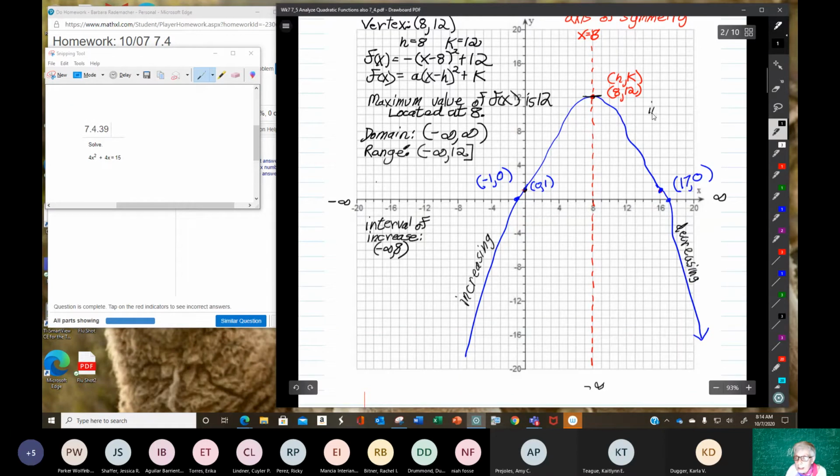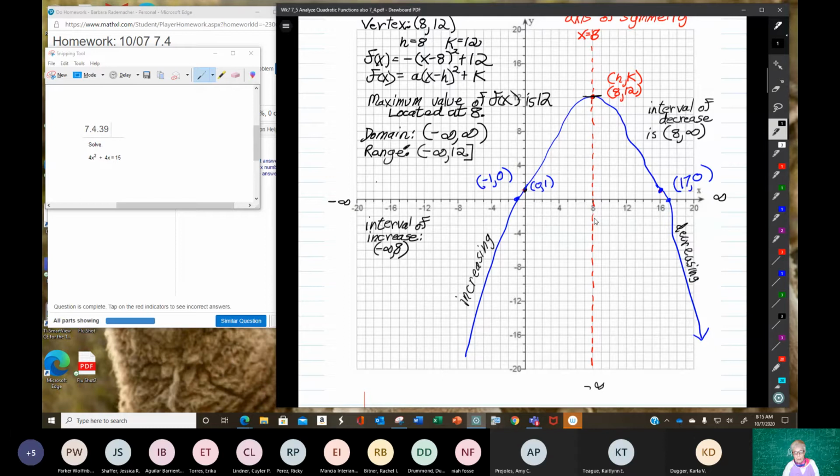Over here, the interval of decrease starts at 8 and goes to positive infinity. The interval of decrease goes from 8 to infinity.